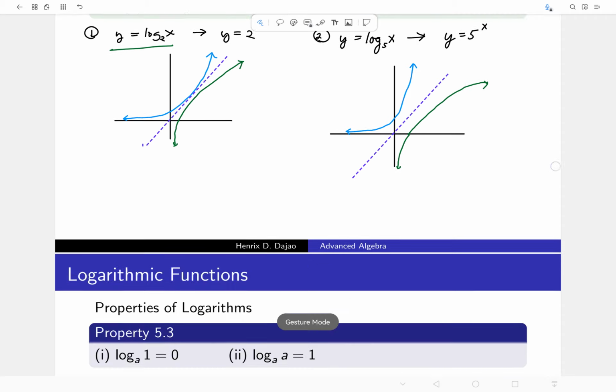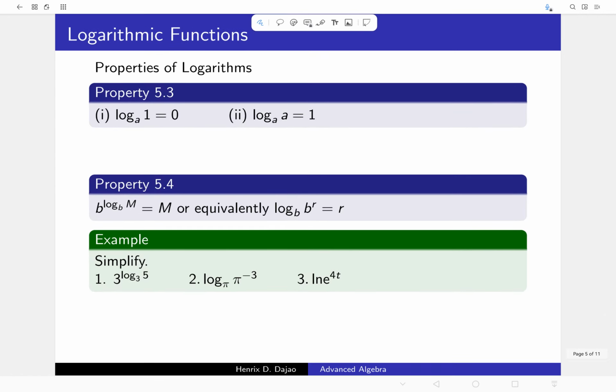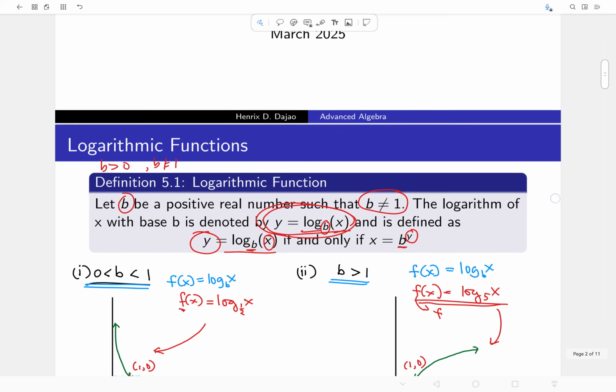Now let's move on to the properties of logarithms. Property 5.3. First property, that's I. Logarithm of 1 with base a. Remember, by definition, the b here should be a positive real number except 1. So again, there are two cases: b between 0 and 1, and b which is greater than 1.